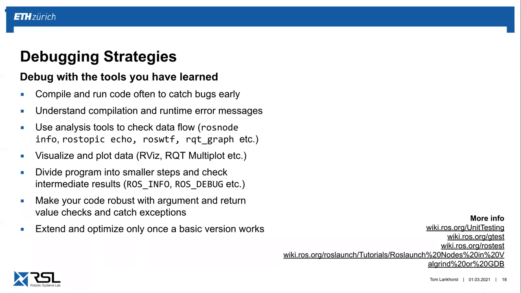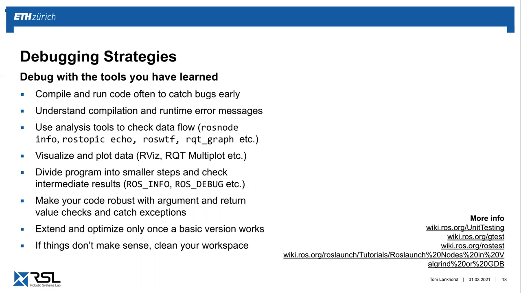You should extend and optimize your code only once a basic version works. It might be nice to implement some optimization that will give you a performance edge over the naive version of your code. But this typically adds to the complexity. And once you try to get your program working, there are many potential points of failure. So it might be better to just get a basic version working first, and from that point on, try to improve the performance by applying performance optimizations.